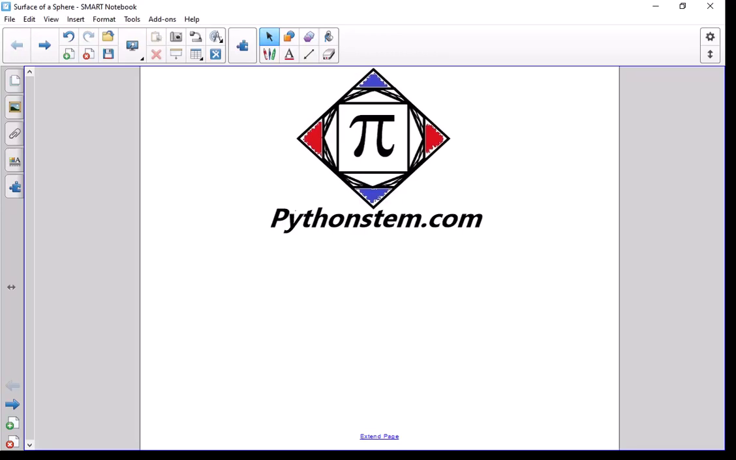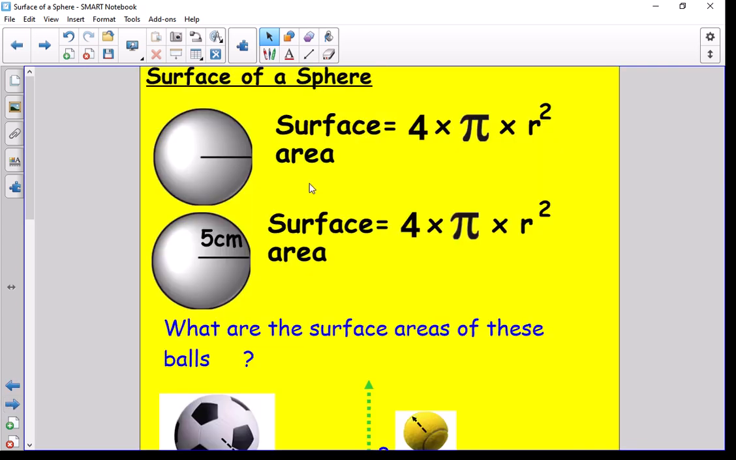Let's go over how to find and how to use the formula for the surface area of a sphere. So here's our sphere, here's our formula, so it's 4 times pi times r squared.